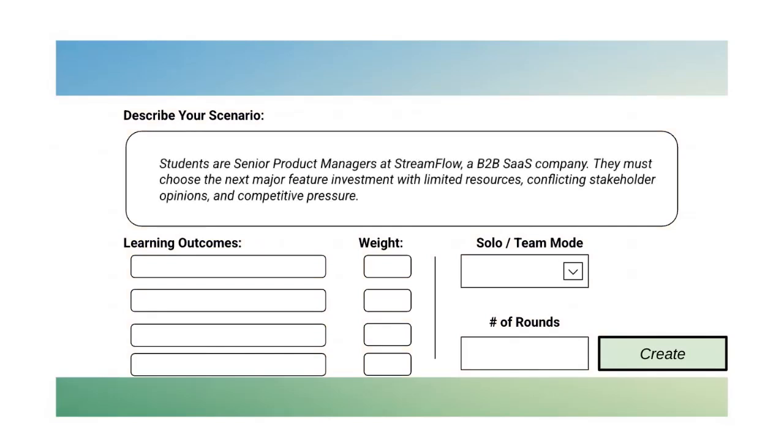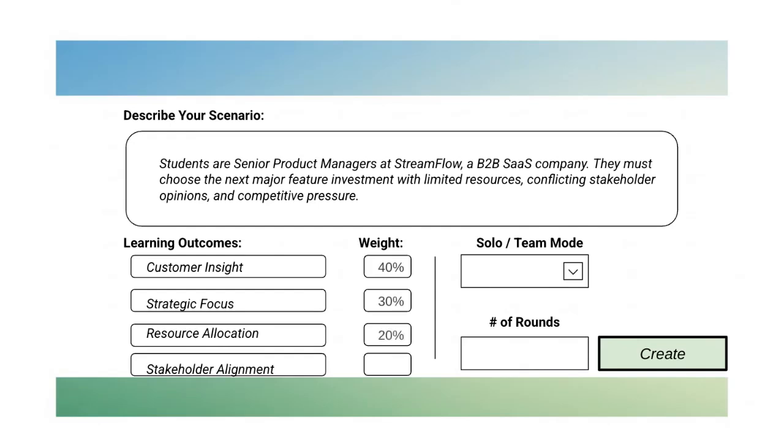Students are senior PMs at Streamflow. They must choose the next major investment with limited resources, conflicting stakeholder opinions, and competitive pressure. He then adds his learning outcomes based on what he wants students to take away, and then he assigns weights, which will determine how the scoring will work.